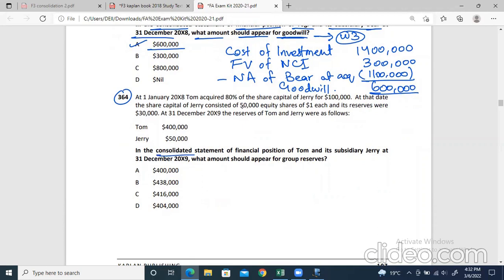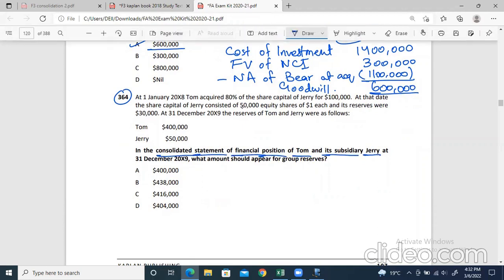364. In the consolidated statement of financial position of Tom and its subsidiary Jerry, okay, so Tom is the parent and Jerry is the subsidiary, right? At 31st December 2019, what amount should appear for group reserves? So group reserves is basically working 5. In other words, it is group retained earnings, right? That working we have to calculate.